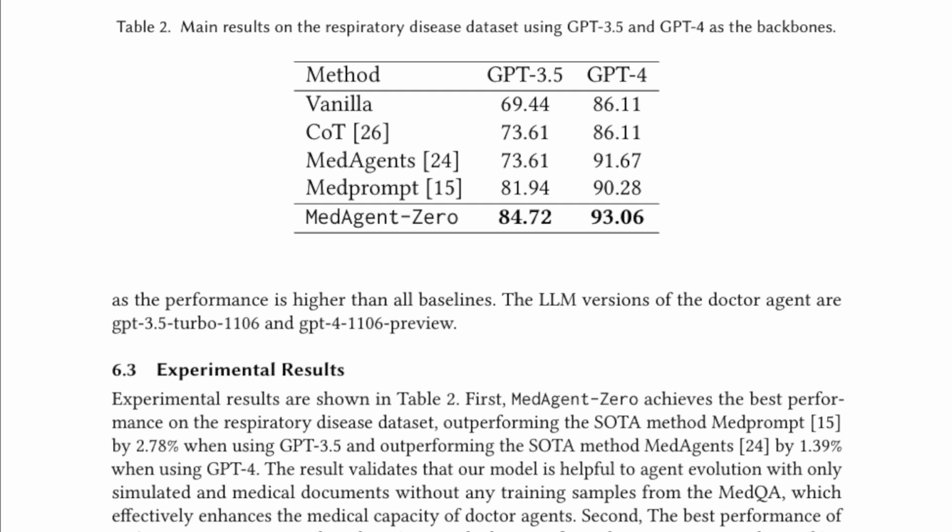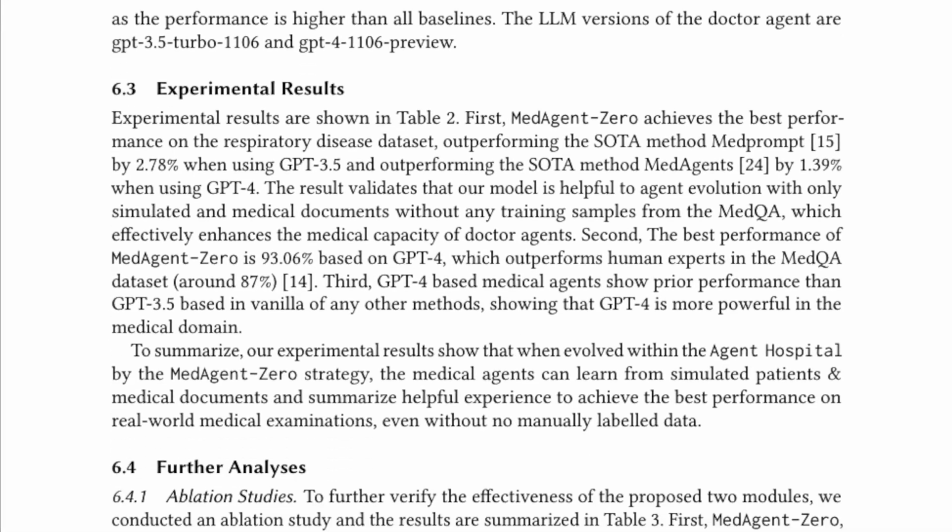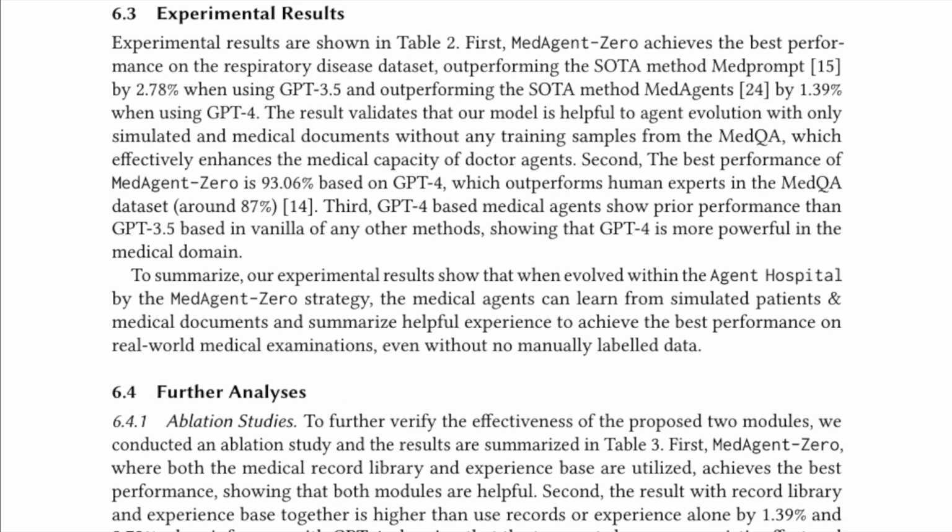Table 2. Main results on the respiratory disease dataset using GPT 3.5 and GPT-4 as the backbones are as follows. MedAgent Zero has the highest performance, surpassing other methods such as Vanilla, CoT, MedAgents, and MedPrompt. The LLM versions of the doctor agent are GPT 3.5 Turbo 1106 and GPT-4 1106 Preview. 6.3. Experimental results. Experimental results are shown in Table 2.